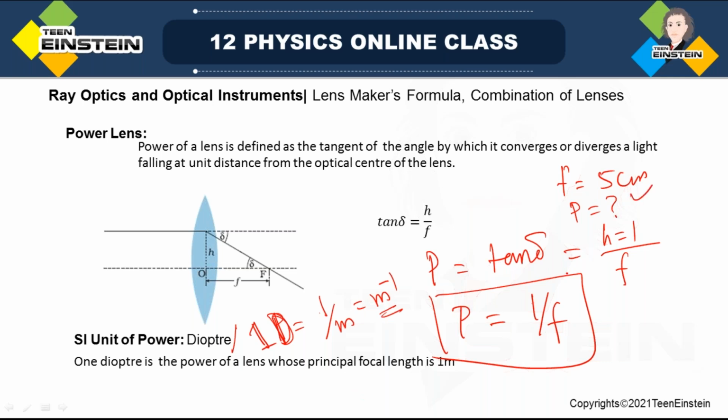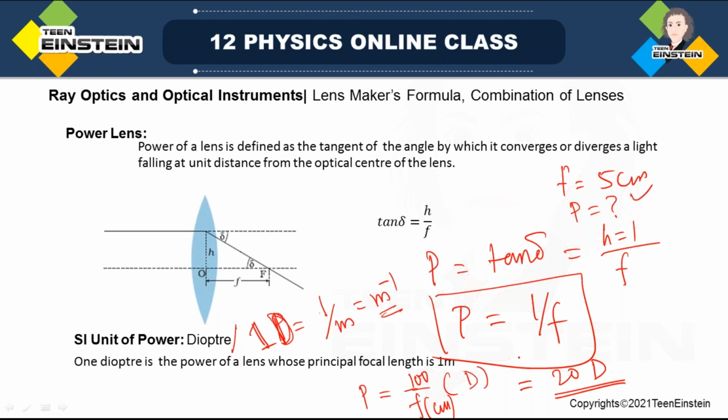Suppose here in this case centimeter is given. So I know power is 1 over f, and then I have to write diopter. If the focal length is given in centimeter, then you have to write 100 over focal length in centimeter, and then you get diopter. So in this case, what is the power? 100 over 5, that means 20 diopter, and it is written with a capital D.